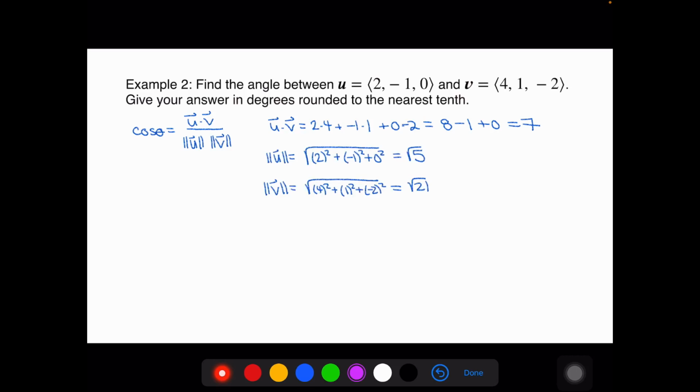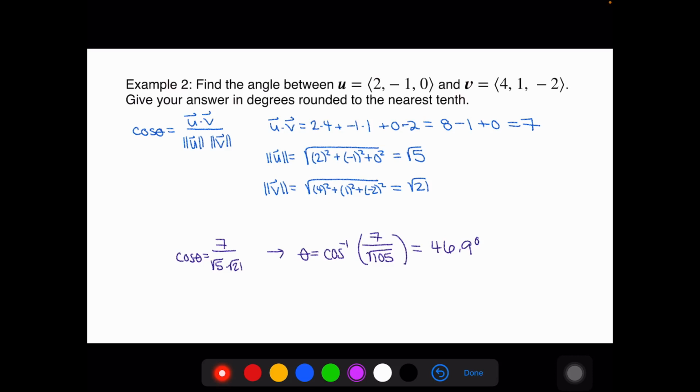So magnitude of u would be the square root of the sum of the squares of the components. So square root of 2 squared plus 1 squared plus 0 squared. I got root 5. And then magnitude of v, square root of 4 squared plus 1 squared plus 2 squared. I got root 21 for that one. So plugging this into my formula, that means cosine theta equals 7 divided by root 5 times root 21.